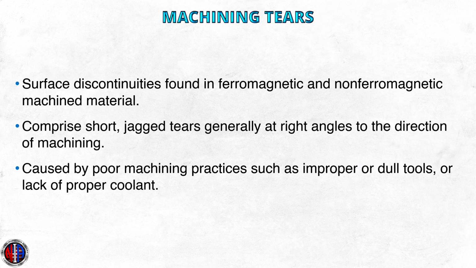Machining tears. Machining tears are surface discontinuities found in ferromagnetic and non-ferromagnetic machined material and comprise short, jagged tears, generally at right angles to the direction of machining. Machining tears are caused by poor machining practices, such as improper or dull tools, or a lack of proper coolant.